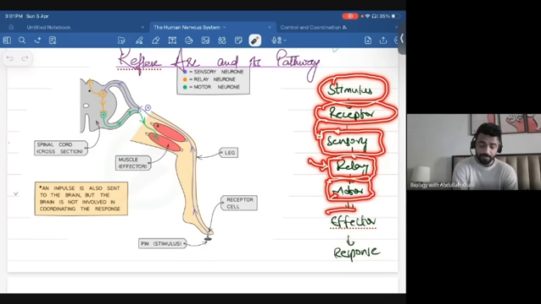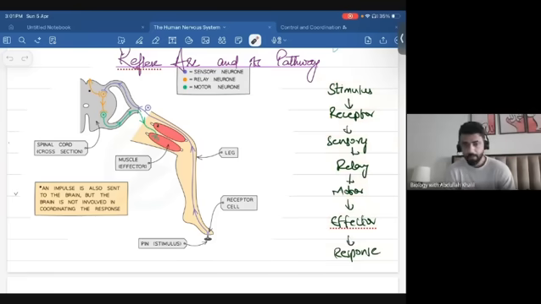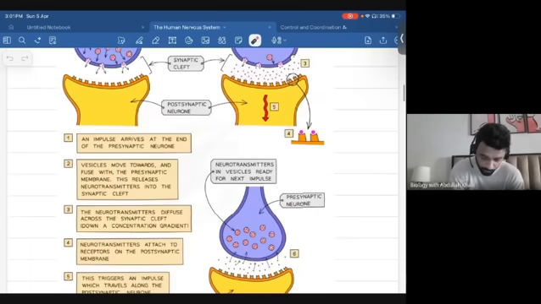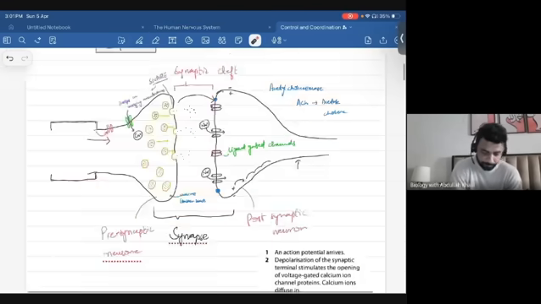The motor neuron then takes the message to the effector, and the effector then responds accordingly. This is the complete pathway. Now, let's see how these neurons, okay, this part.